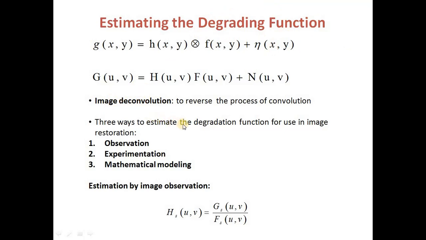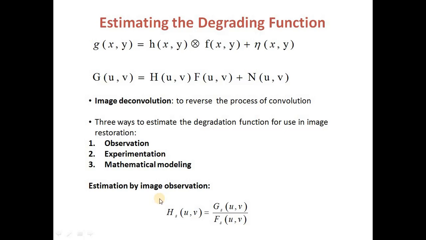So we'll cover three ways in which we can estimate the degrading function for our use in image restoration. The first way is estimating the degrading function by an observation process. Then we have another method of estimating the degrading function, and that is by experimentation. And the third method is the estimation of the degrading function by mathematical modeling. So let us start with estimation of the degradation function by image observation.